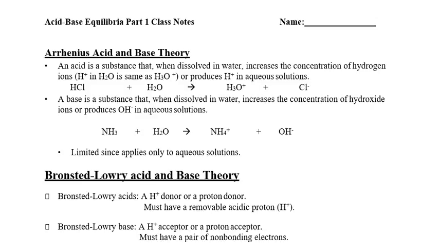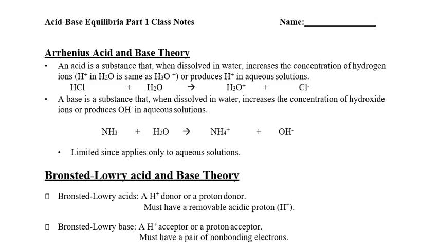So Arrhenius acid and Arrhenius base are defined this way: any substance that, if you dissolve it in water, increases the concentration of hydrogen ions or hydronium ions in solution is an acid. And a base is a substance that, when dissolved in water, increases the concentration of hydroxide ions in solution. That is the most fundamental definition of acids and bases. For the most part we don't use that one, because the Bronsted-Lowry acid and base theory is a little more useful to us when we're dealing with liquid water solutions.